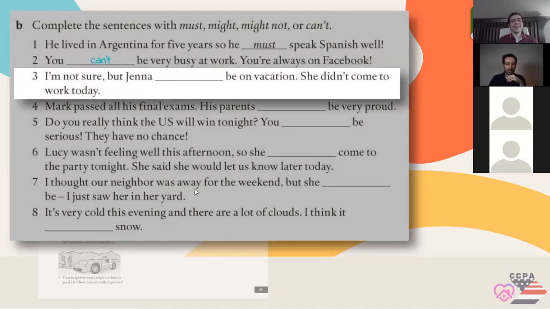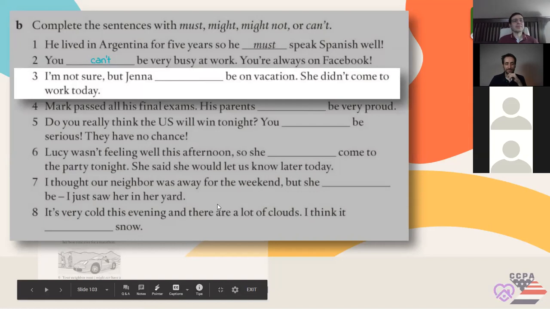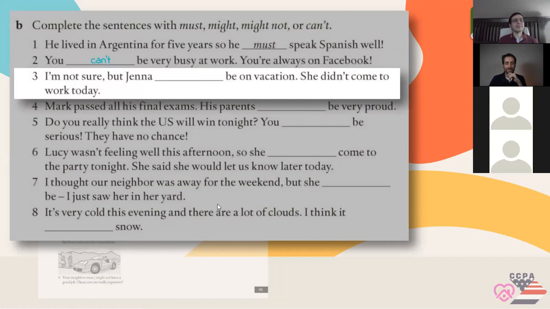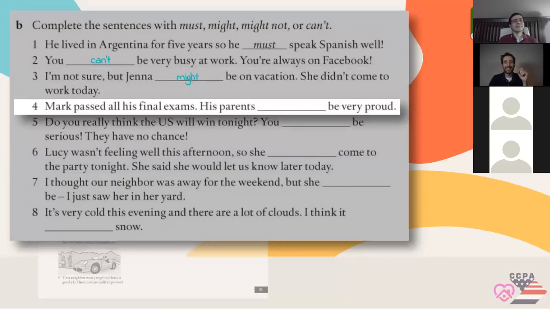What about number 3? For number 3, can you help us here, Marcelo? Okay, teacher. I'm not sure, but Jenna might be on vacation. She didn't come to work today. Exactly. Yeah, we're not sure. We go with might. Or maybe she's in quarantine, right? It might be. She can't travel. She cannot go to work. She cannot go anywhere, right? Okay, thank you very much, Marcelo. Just stay at home. Stay at home, exactly.